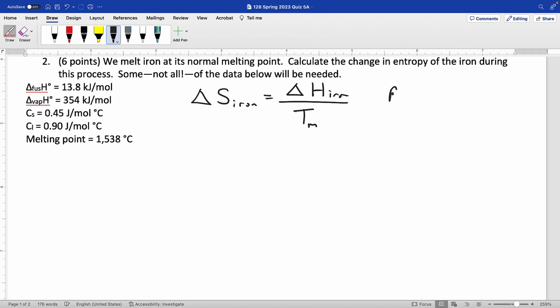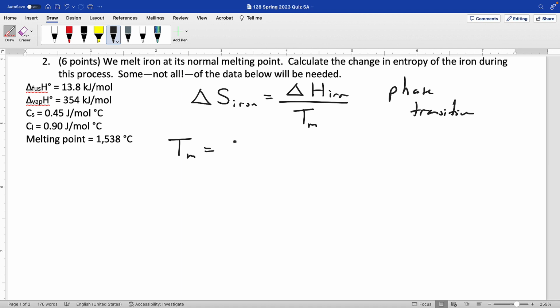So this equation works for phase transitions. We can't do this for reactions, but we can do it for melting or for boiling. So we need both those things. So first of all, the melting temperature, we know the units for entropy are joules per Kelvin, not joules per degree C. So we got to convert that to Kelvin.